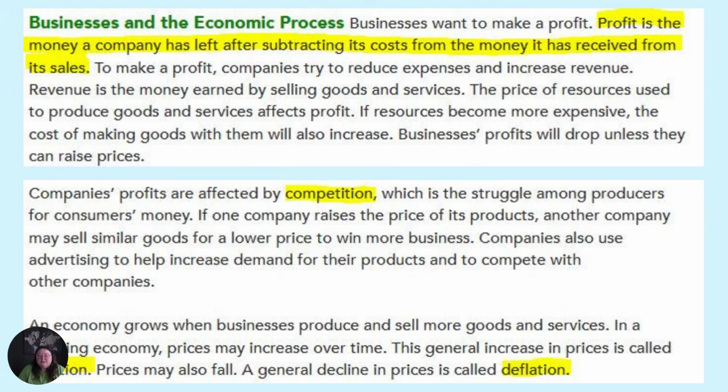If one company raises the price of its products, another company may sell similar goods for a lower price to win more business. Companies also use advertising to help increase the demand for their products. An economy grows when businesses sell more goods and services. In a growing economy, prices may increase over time. This general increase is called inflation. Prices can also fall, and when prices decline, it's called deflation.